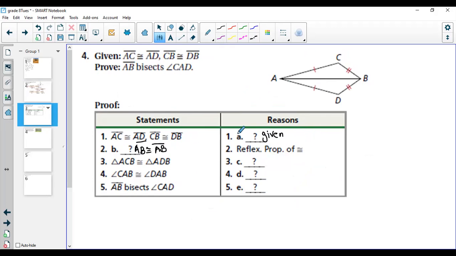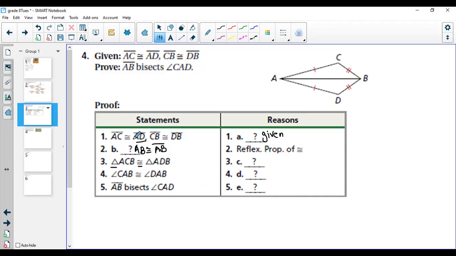Okay. So triangle, now they're talking about triangle ACB. ACB is congruent to triangle ADB. Now, what do you think we are going to write here? Because of what? We are going to write which property we use. That's why they're talking about triangle congruence, right?